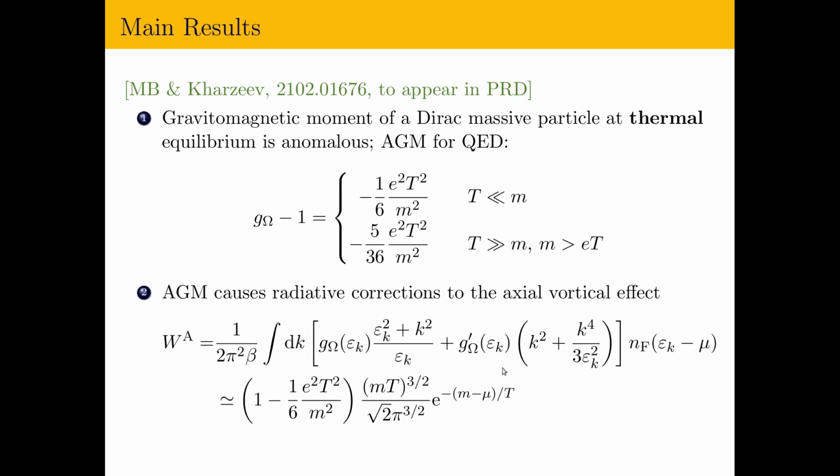Here, the effects of interactions are gathered together into g omega of k, which is the momentum-dependent gravitomagnetic moment. If g omega is equal to 1, which means if g omega is not anomalous, then the value for WA is the non-interacting one. Instead, WA has radiative corrections if and only if g omega is anomalous. Let's start with the AGM first.